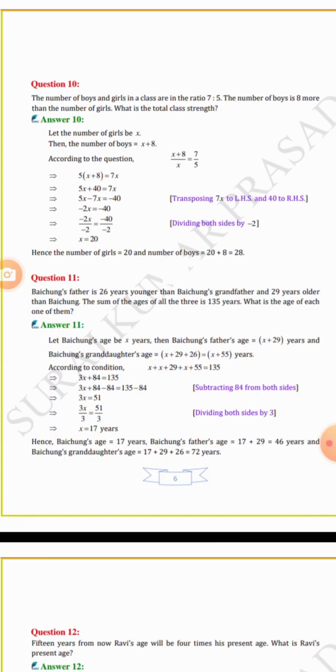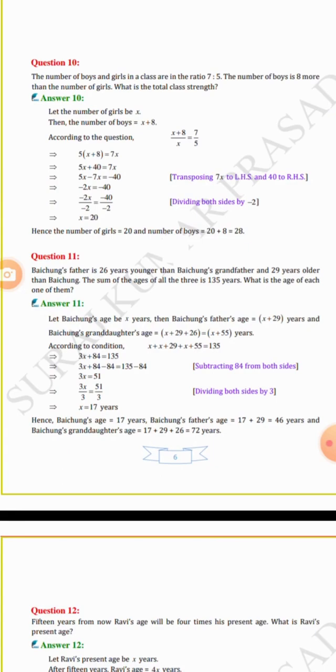Baichung's father is 29 years older than Baichung and 26 years younger than Baichung's grandmother. The sum of ages of all three is 135 years. What is the age of each of them? Let Baichung's age be x and Baichung's father's age be x plus 29 years and Baichung's grandmother's age be x plus 29 plus 26 is equal to x plus 55 years.